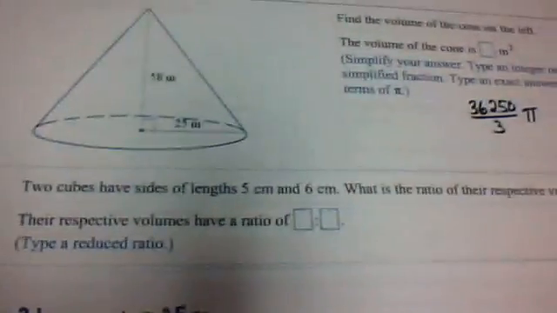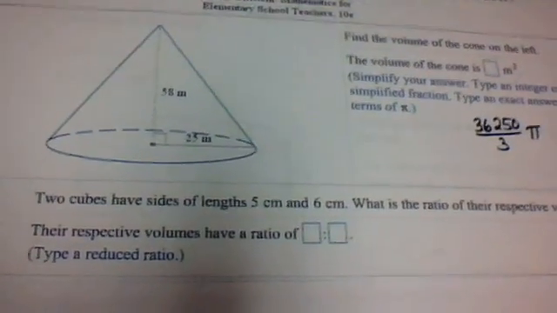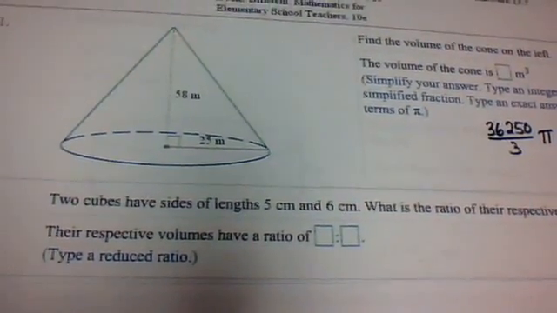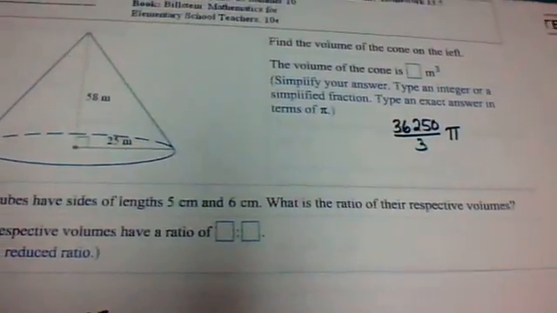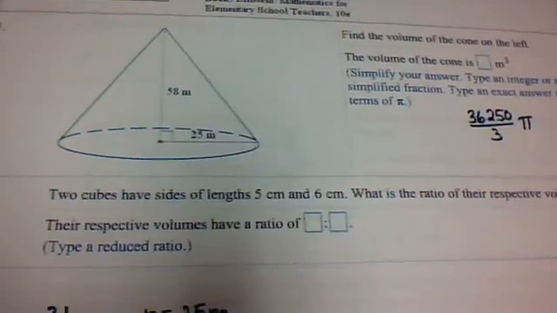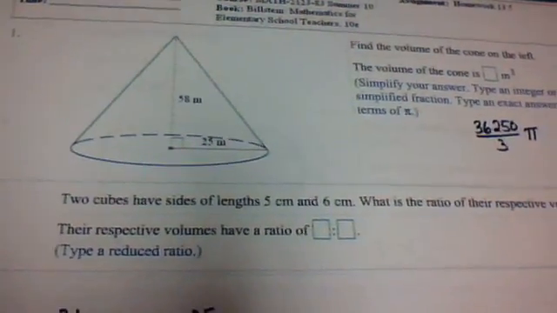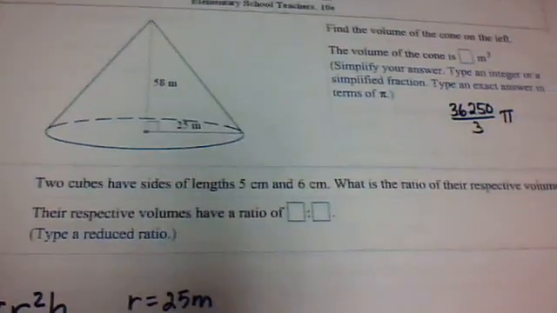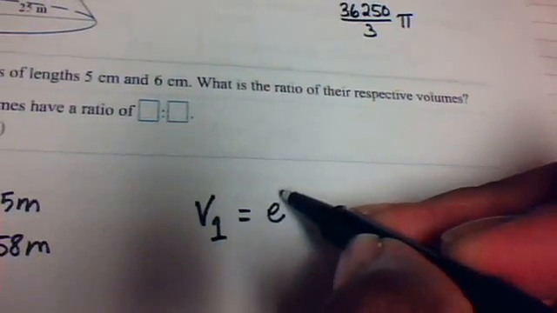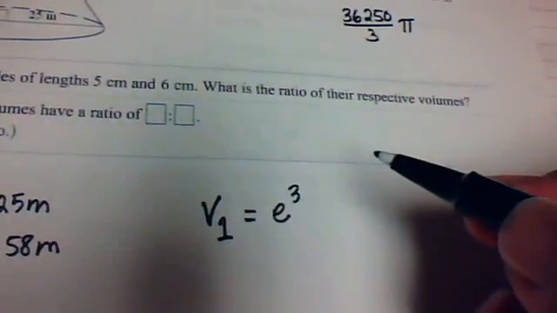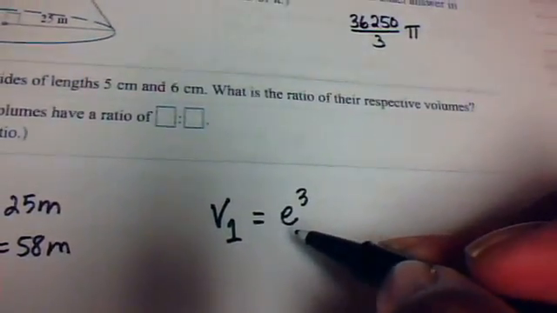Problem number 2, we have two cubes that have sides of lengths 5 and 6 centimeters. What is the ratio of their respective volumes? Two cubes have sides of lengths 5 centimeters and 6 centimeters. What is the ratio of their respective volumes? Well, in this case here, it is a cube, so let's say volume number 1 of the first cube is e to the 3rd. And e is the edge of that cube.